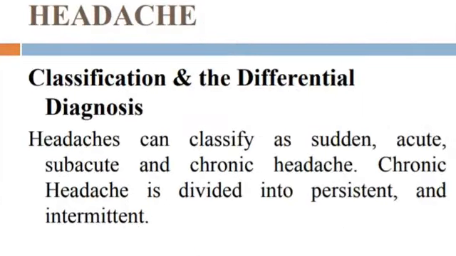Classification and differential diagnosis of headache. Headaches, according to the temporal profile, are divided into headache of sudden onset. We will give an example for each type of onset. Sudden onset, like subarachnoid hemorrhage, intracerebral hemorrhage. Headache of acute onset, like meningitis or encephalitis, seizure, hypertensive encephalopathy. Headaches of subacute onset, like intracerebral mass, pseudotumor cerebri, giant cell arteritis. And lastly, chronic headaches like tension type headache, migraine, cluster, and others.